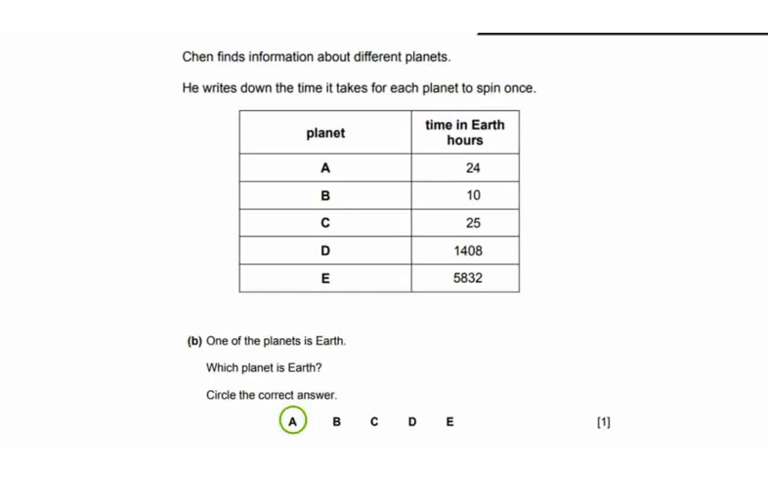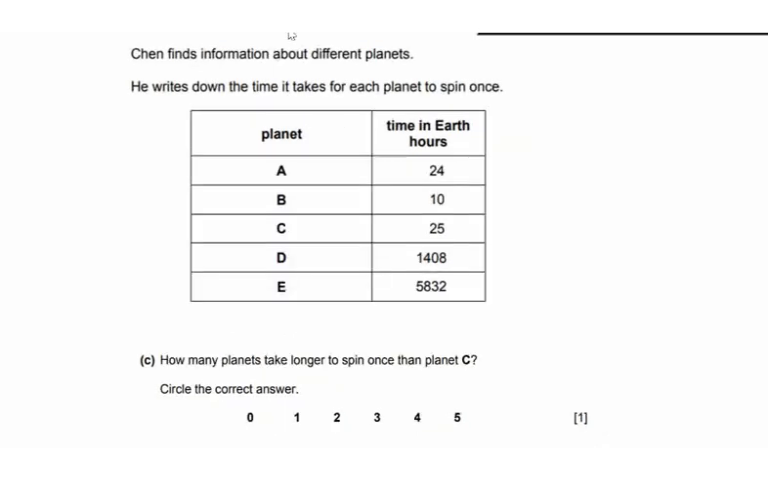Well, the answer is A, because A is 24 hours. As we know, the Earth needs 24 hours to spin once. Let's get to the next question. Now, this is question C. How many planets take longer to spin once than planet C? Circle the correct answer.